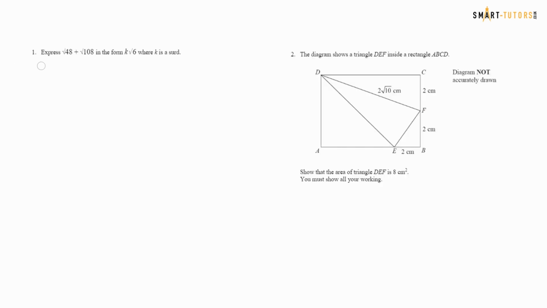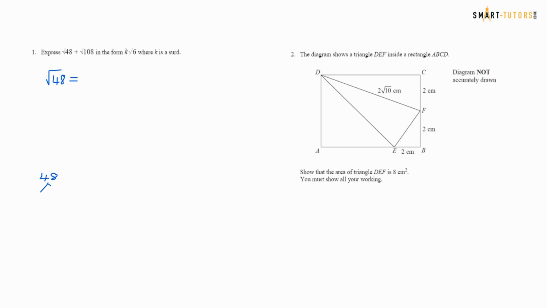Question number 1. Express the surd root 48 plus square root 108 in the form of k root 6, where k is a surd. So how can we start this question? First of all, square root of 48 we have to simplify into simplified surd format. To do that, in Year 8, Year 9, we have studied the factor tree.